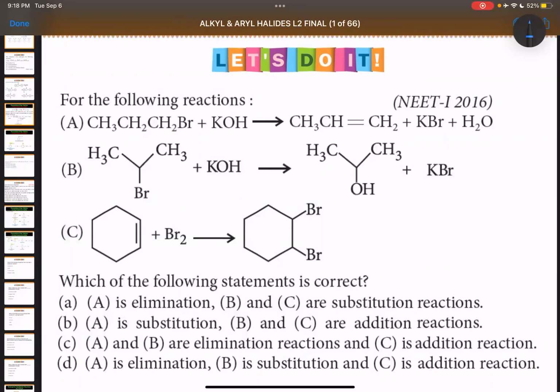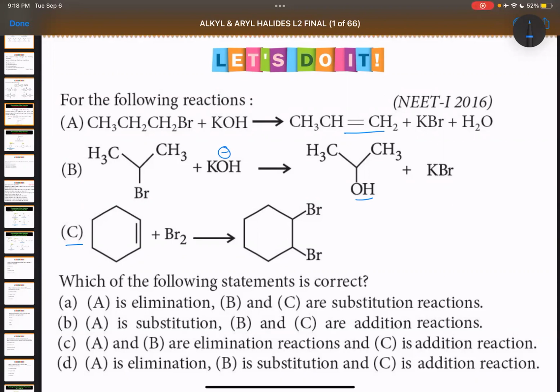Yeah, Nabil. Sir, A, sir. So the first reaction is elimination. Yeah, that's true. The second reaction is substitution, because the Br is substituted by OH minus. Yeah. And what about C? The first two are correct. Sir, I think it's D, sir, because addition.